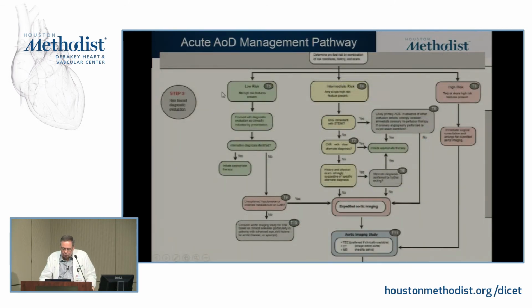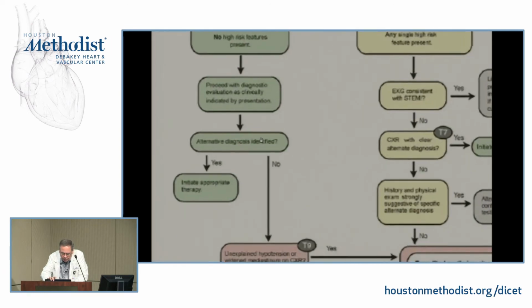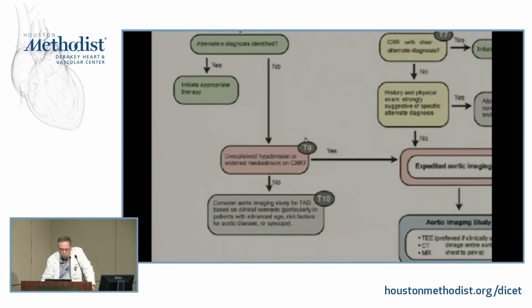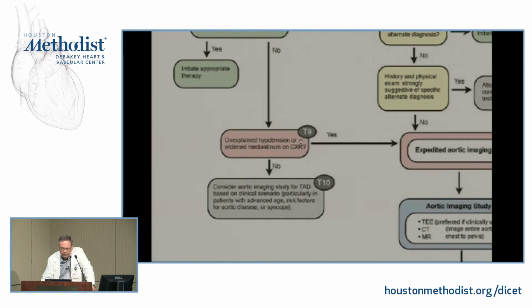So from that, you go to this scheme. In this scheme, if the patient falls into the low risk, you're going to follow the typical chest pain algorithm that we use, unless there are some other issues. The most common issue that they talk about is hypotension, or the chest X-ray smells like a possible dissection.